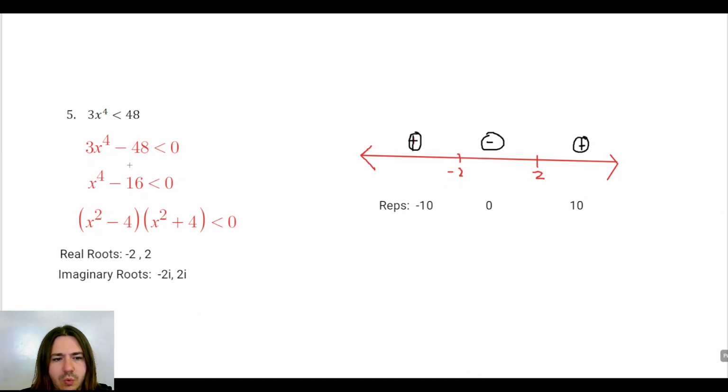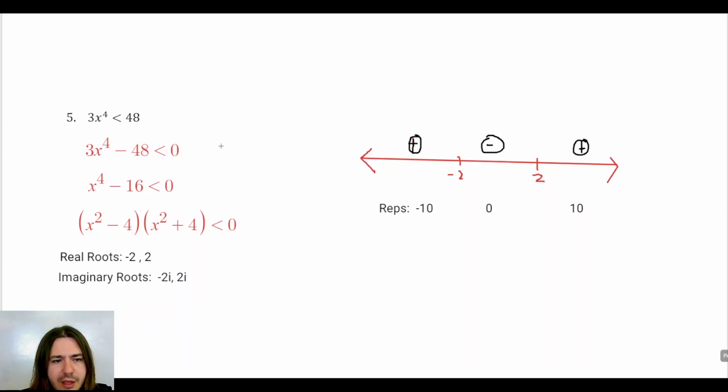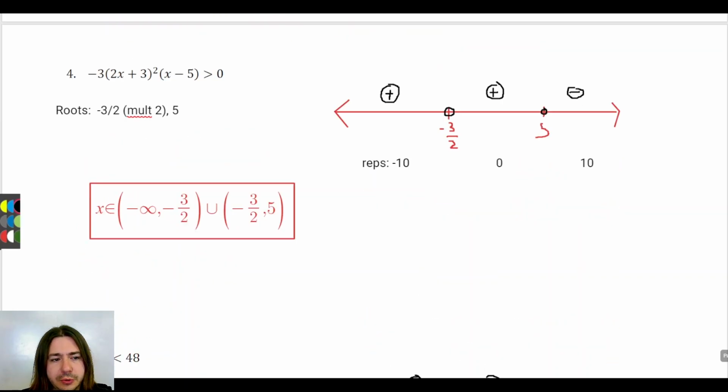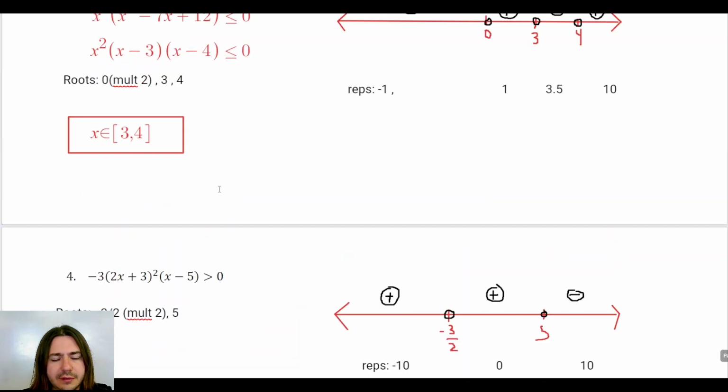So the question is, when is this less than 0, or when is 3x to the 4th less than 48? That's going to be in this interval in here, from negative 2 to 2, but it doesn't say or equals, so we are going to not include those endpoints.